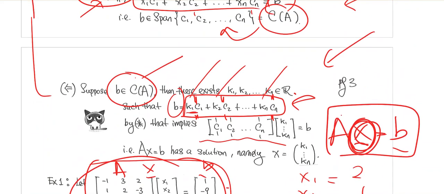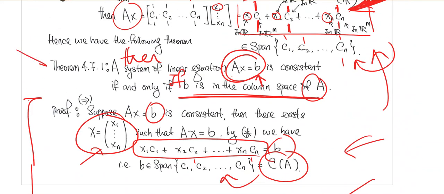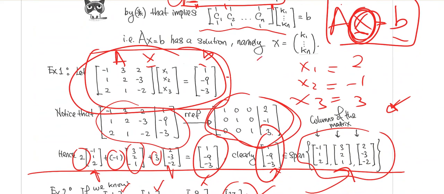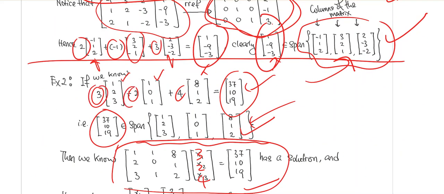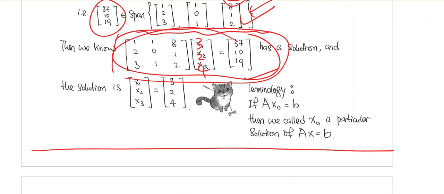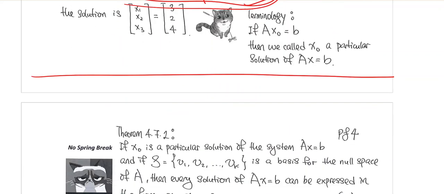This is kind of like a numerical example to show this side of Theorem 4.7.1. It says that if the system has solutions, then B is in the span of the column vectors. If B is in the span of the column vectors, then the system has solutions. In fact, the solutions are these coefficients. Okay, enough of this. Let's look at the next theorem.